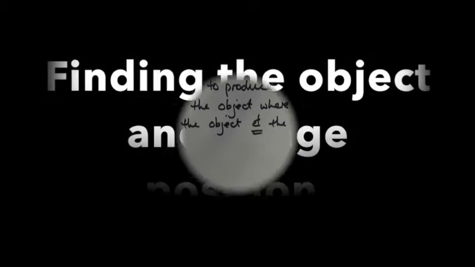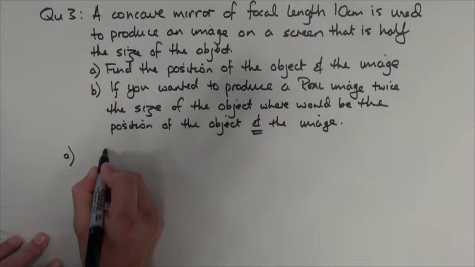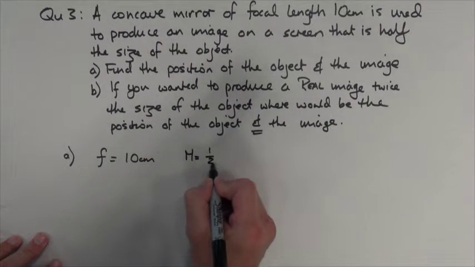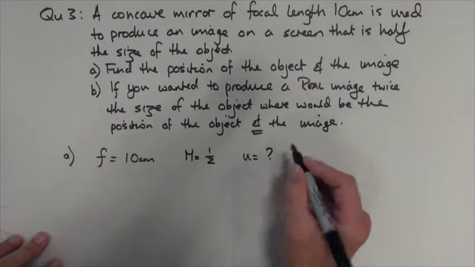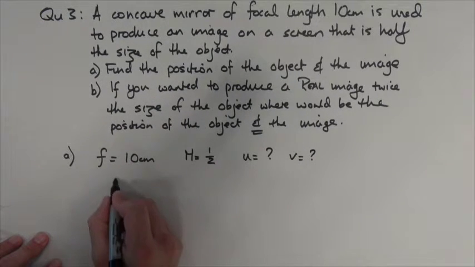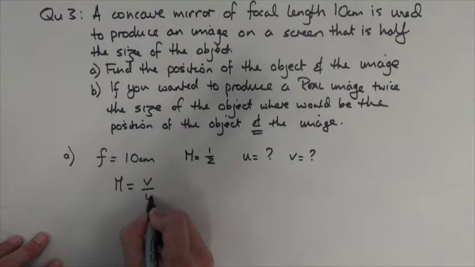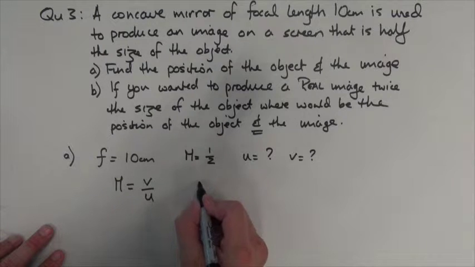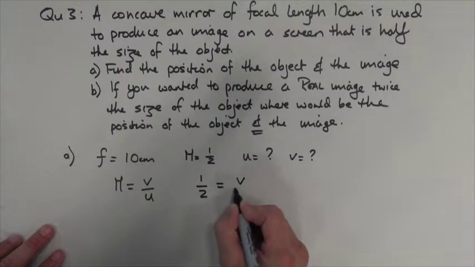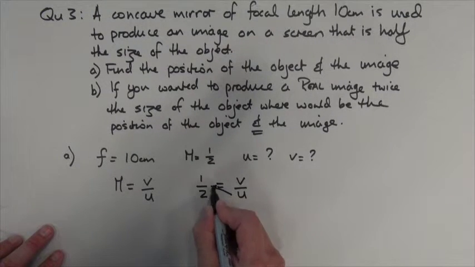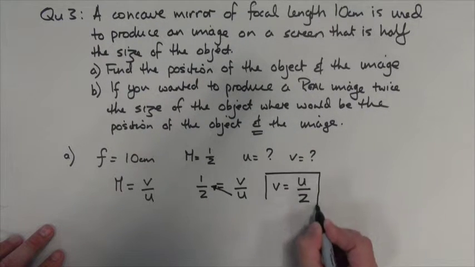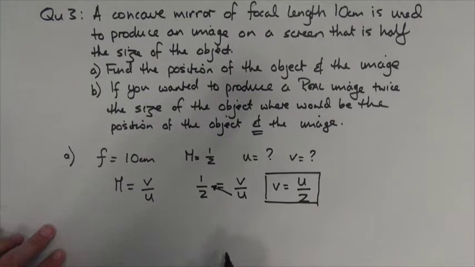Okay, so let's find the object and the image position first. So let's put down what we know. We know that our focal point is 10 centimeters. Our scale factor in this case is 1/2. We've got to find the position of the object and the image. So use the scale factor formulae. Okay, m equals v over u. Now I know what m is, which is 1/2. So what I'm going to do is rearrange to make v the subject and take u to the other side. So v equals u over 2.